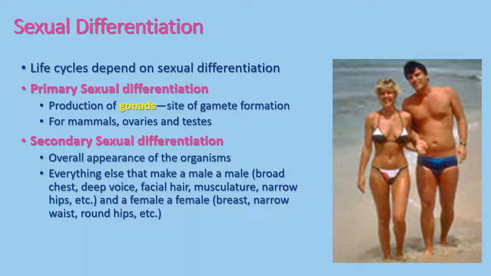Everything else, the outer appearance of the organisms, most of that's just based on hormones. The things that make a male appear male, so broad chest, deep voice, narrow hips, facial hair, all those things are mostly based on the expression of testosterone. And all the things that make a female, like breasts and narrow waist and round hips, a lot of that's expression of estrogen.